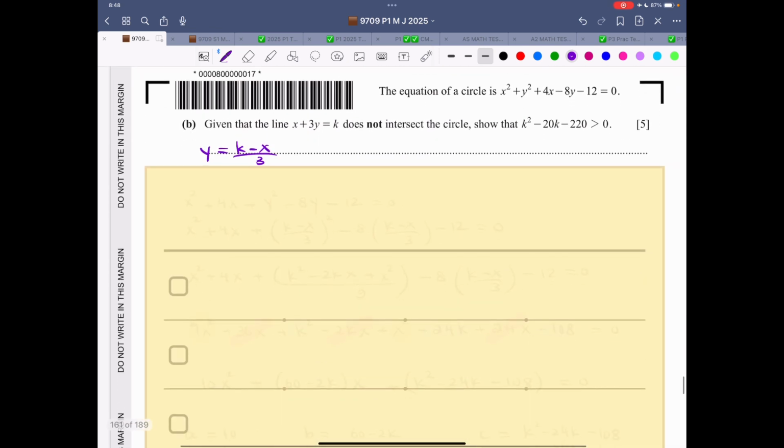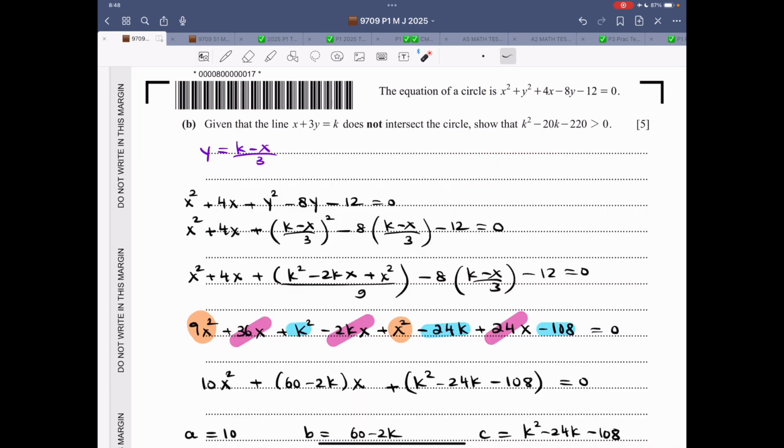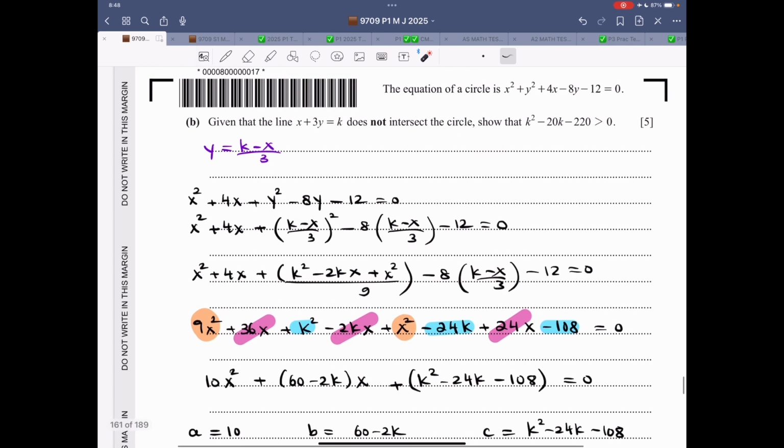Now it says, given that the line does not intersect the circle, that's the equation of the circle. This is the equation of a line. It does not intersect. That means it's a full-fledged quadratic, and b square minus 4ac should be less than 0. So now I think I've done this question in 2 different ways. First, y equals k minus x over 3. And let me plug it in over here.